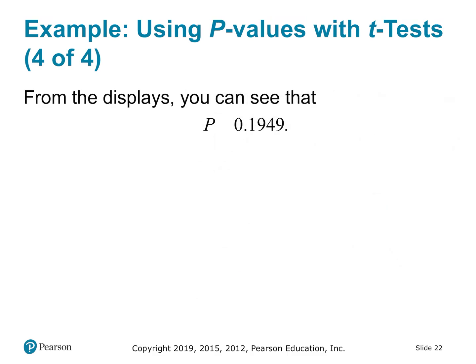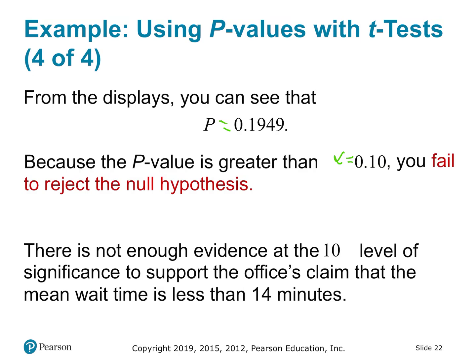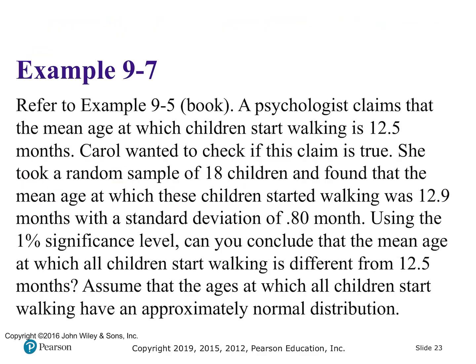So P is a very large 19%, and it's way greater than the given alpha, 0.10. So you fail to reject the null hypothesis, so we do prefer H0 in this particular quick example. Not enough evidence at the 10% level of significance to support a claim that the mean wait time is less than 14 minutes. What we got was 13 for x bar. That's just a tiny bit less, just not significant. Okay, back to our book, and you can refer to the book example if you wish.